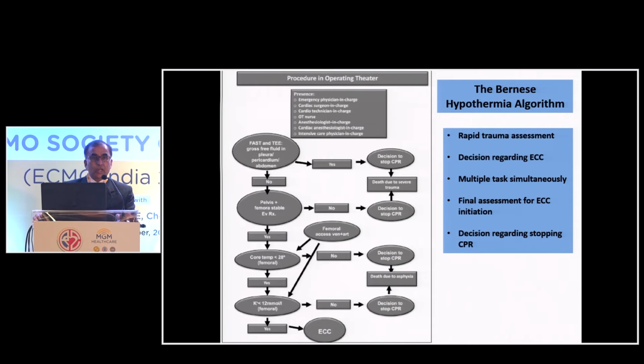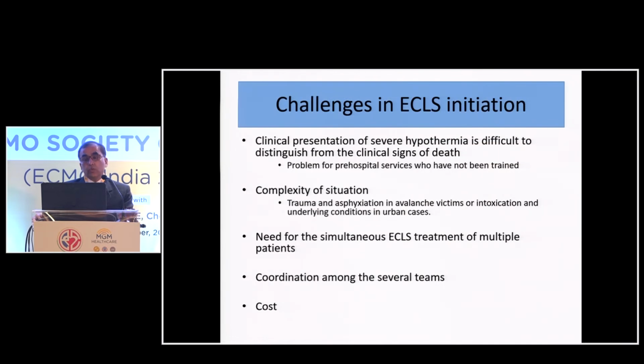If the patient is having a severe trauma, suppose free fluid in the abdominal cavity or the pericardium, it means the trauma is more damaging and possibly there is the least chance of recovery. So the different challenges which we can come across in these patients: because these patients are severely hypothermic, it is very difficult to distinguish whether it's a death or a patient who is severely hypothermic. And especially for those staff who are in the pre-hospital area, it is difficult for them to identify this.